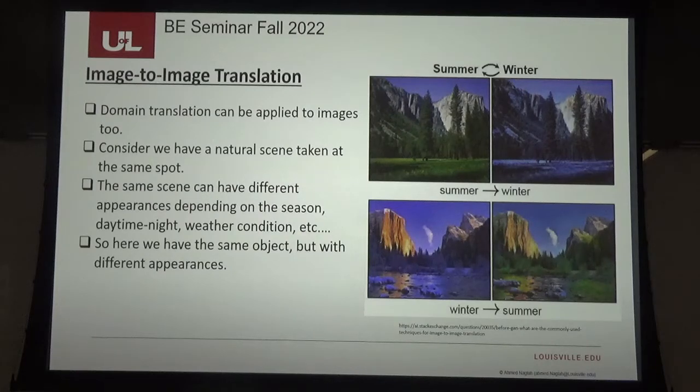We can have an image of a specific object or a specific scene, like the scene here, and the same scene, the same objects, can be taken from summer to winter, and from winter to summer, and there can be different appearances that the scenes and objects can exist in. And that's our scope here. We want to study how we develop a generative AI model in order to translate from one domain to another domain.